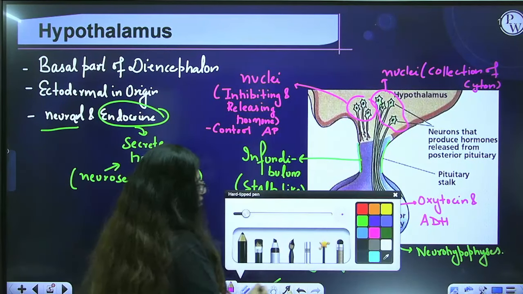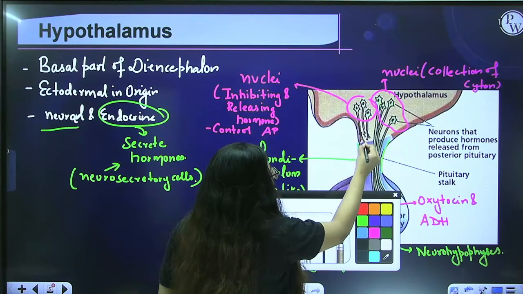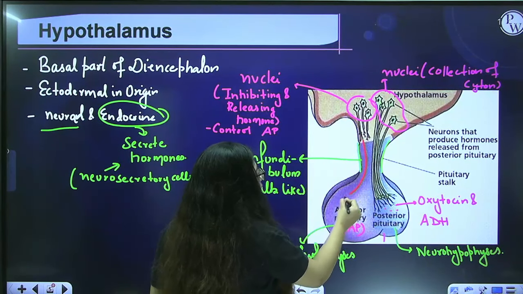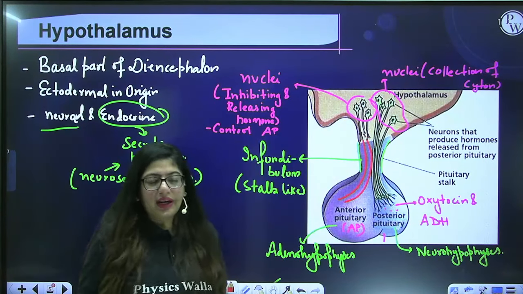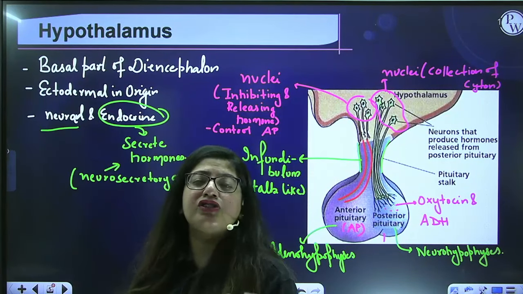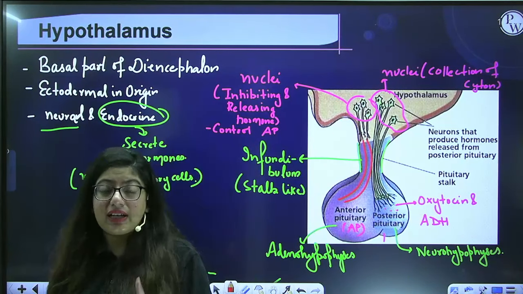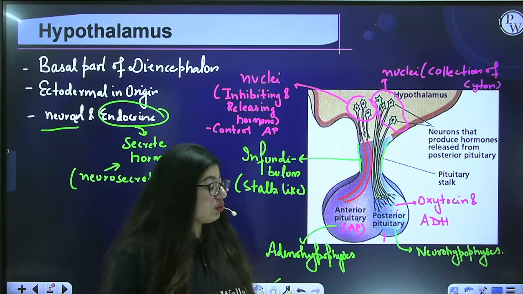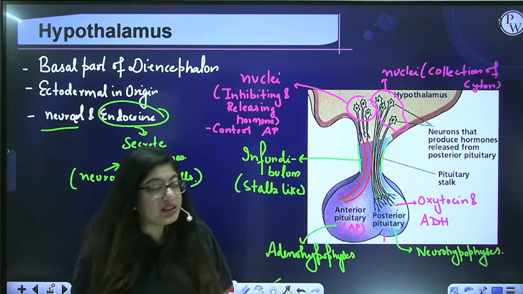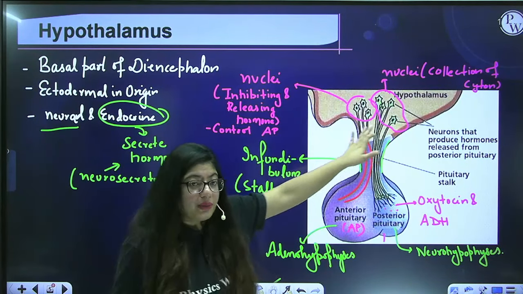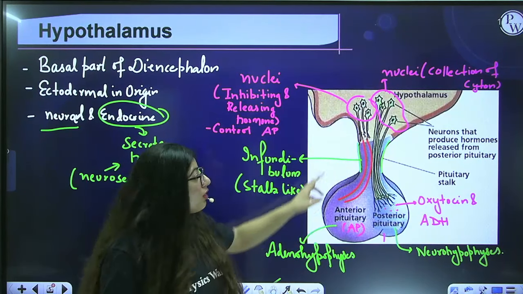So how do they control it? The anterior pituitary is connected to the hypothalamus via blood vessels, and that forms your hypophyseal portal system. We have discussed this in the circulation chapter also. Here the hypophyseal portal system's blood vessels connect the hypothalamus with the anterior pituitary. So now what will happen?